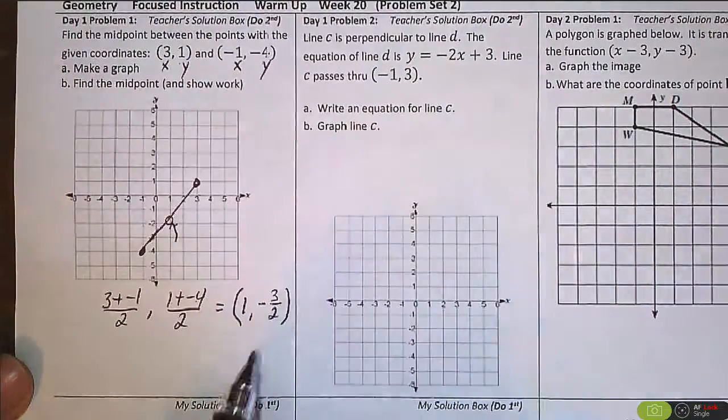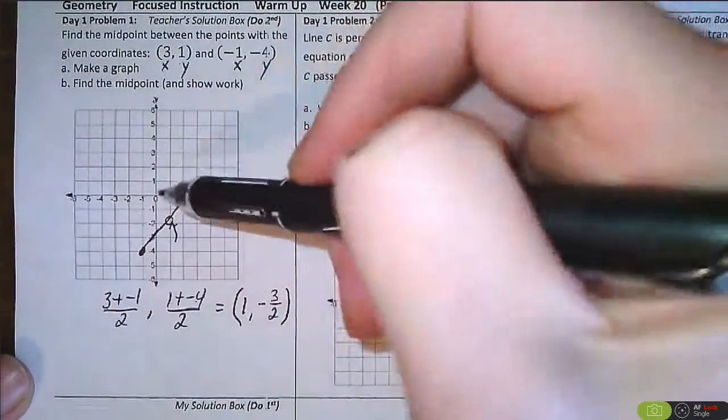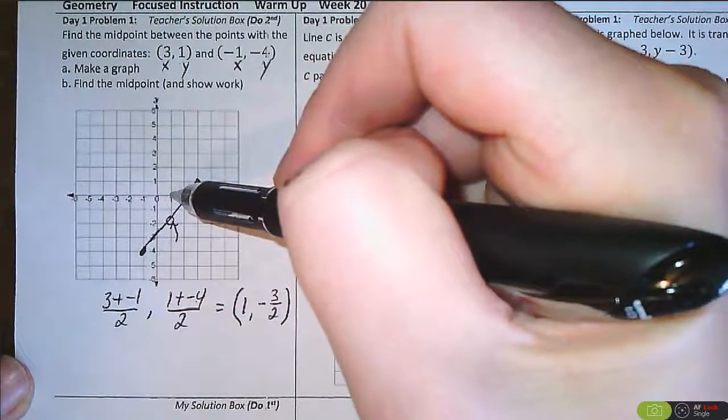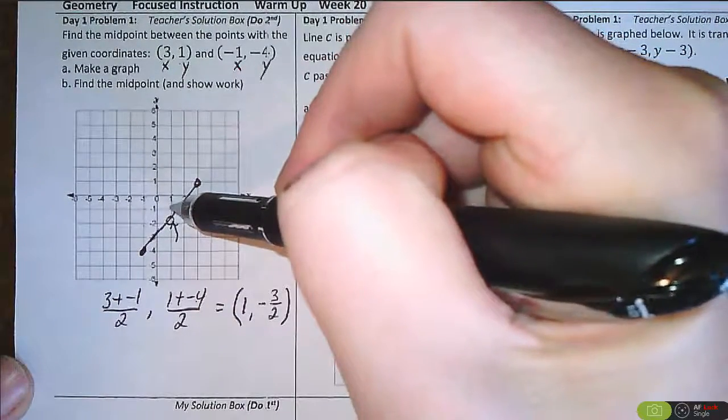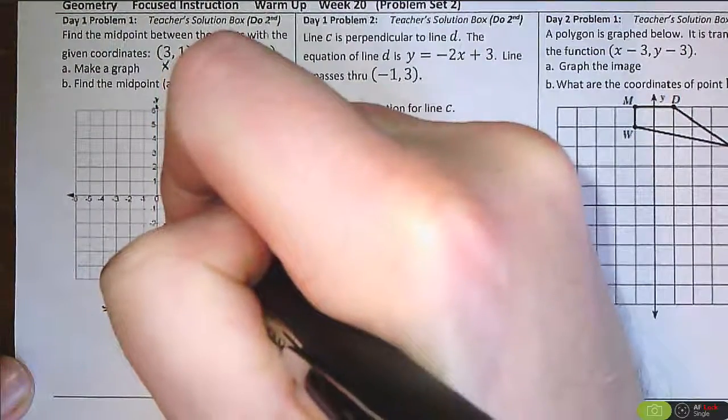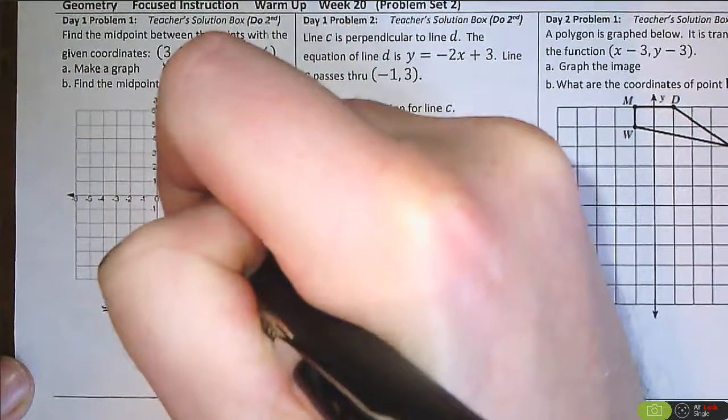Here is the ordered pair showing where the midpoint is. On our graph, that's over 1 and then down 1.5. So we were pretty close on where we thought that midpoint would be.